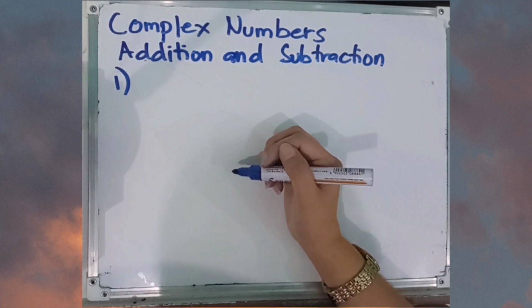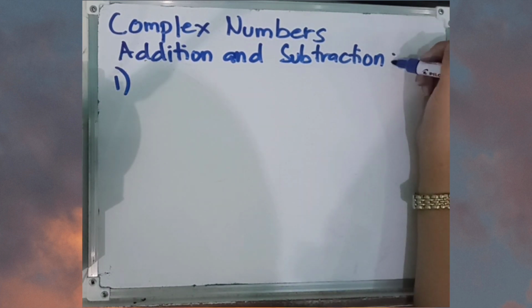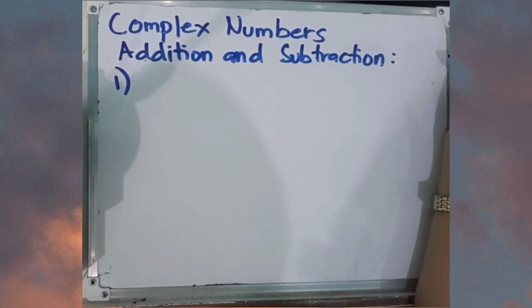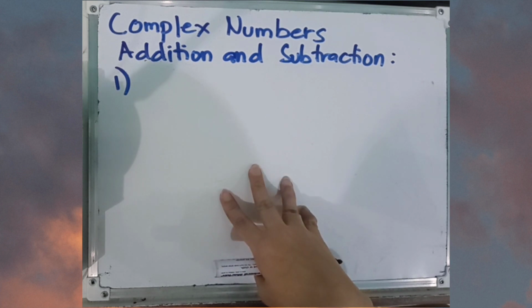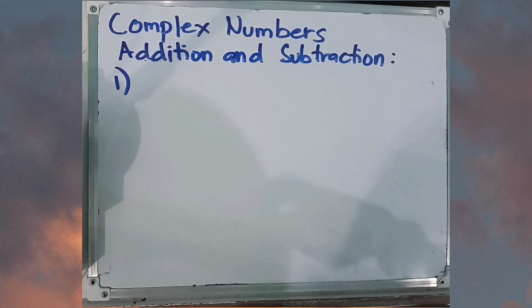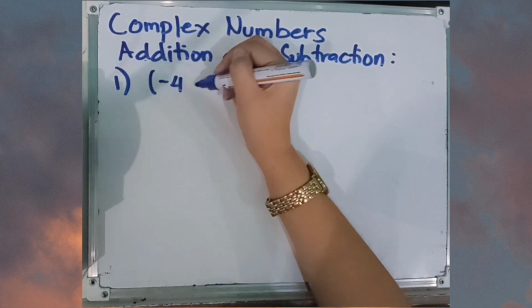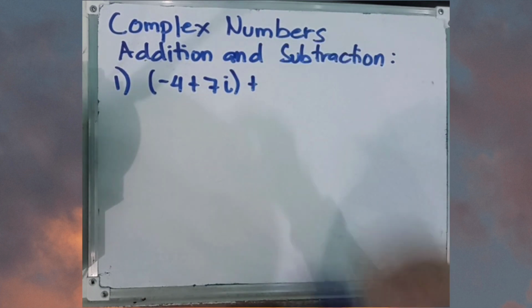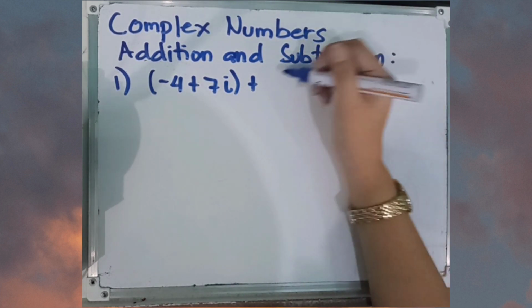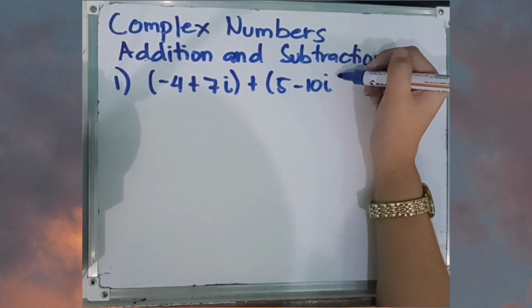Now let's talk about addition and subtraction of complex numbers. If we talk about addition and subtraction, we can compare this one to addition and subtraction of polynomials. Let me give an example. Let's say we have the quantity of negative 4 plus 7i plus the quantity of 5 minus 10i.